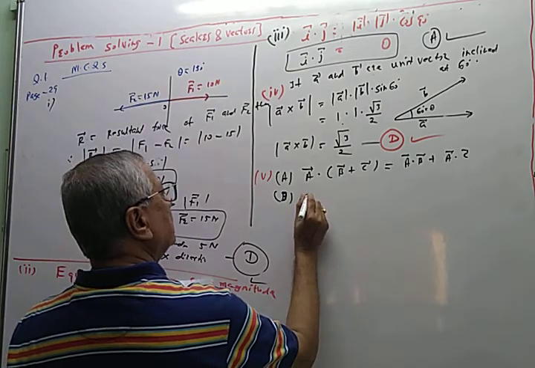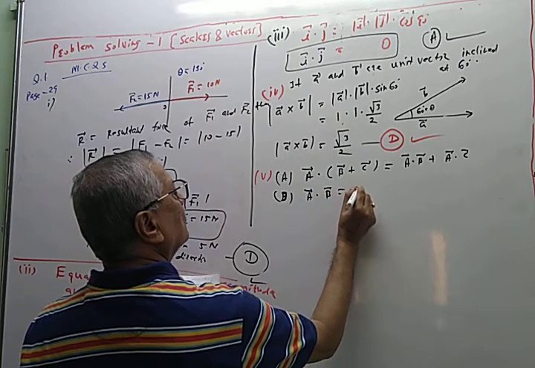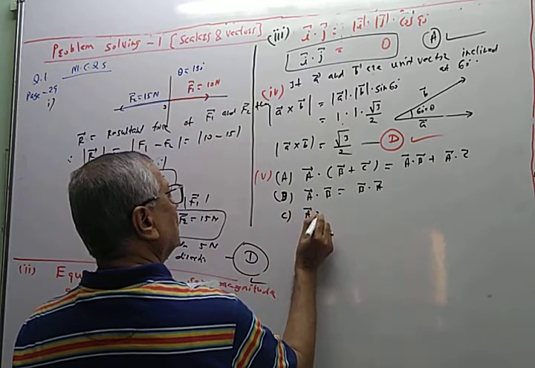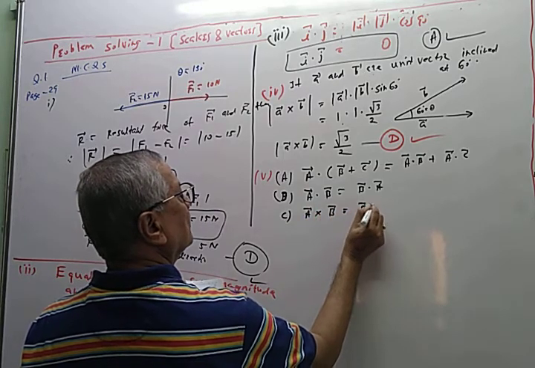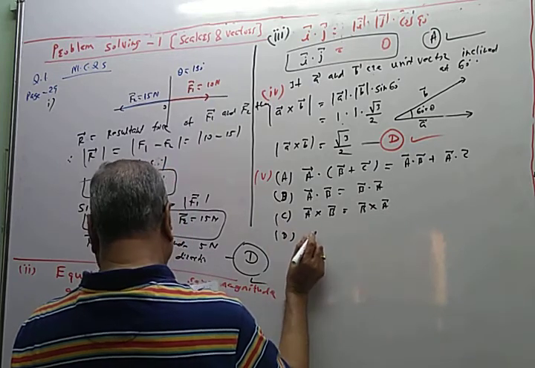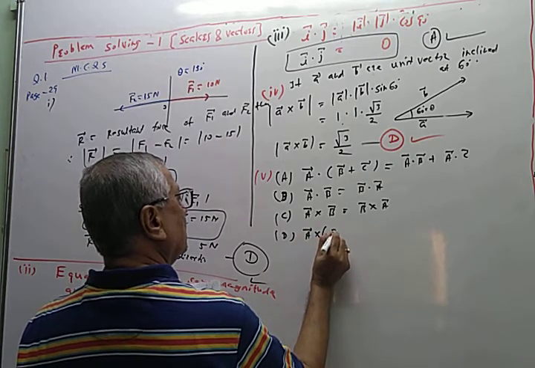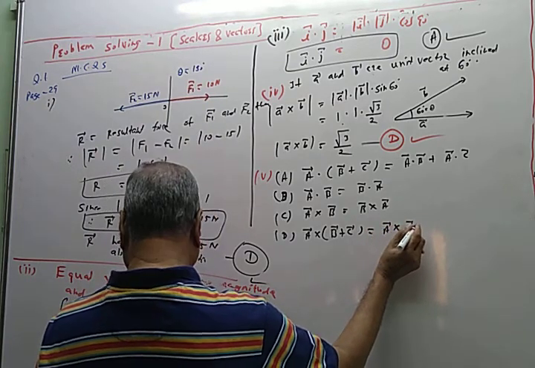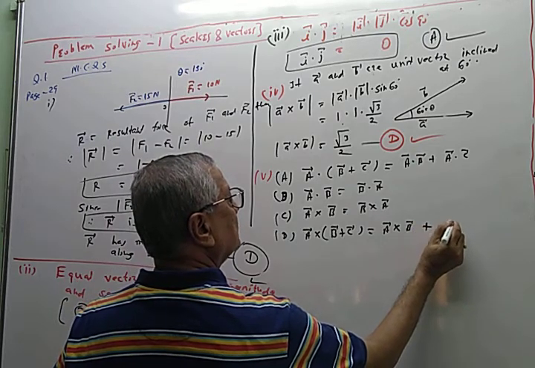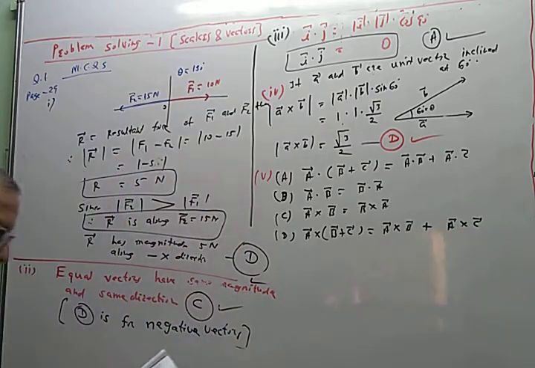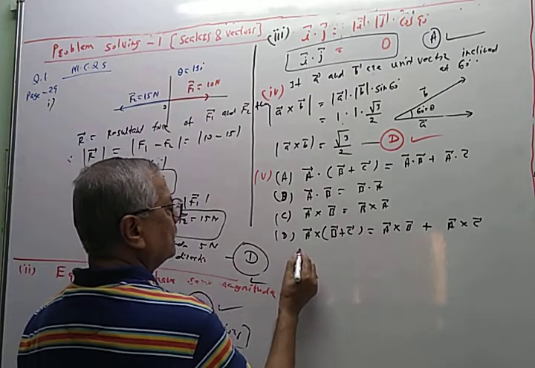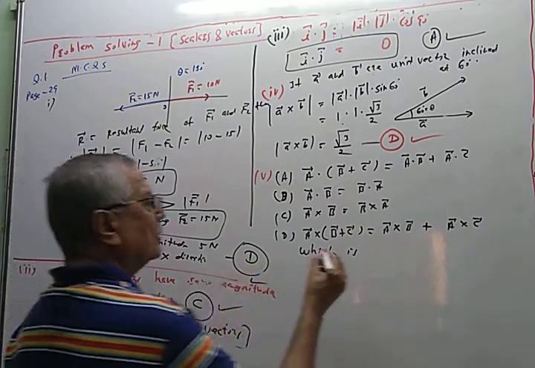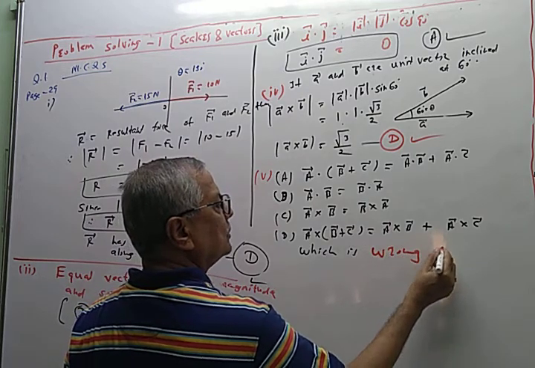B choice is given: A dot B is equal to B dot A. C choice is given: A cross B is equal to B cross A. D choice is given: A cross (B plus C) is equal to A cross B plus A cross C. We have to select which is not correct, which is wrong. So we select the wrong choice.